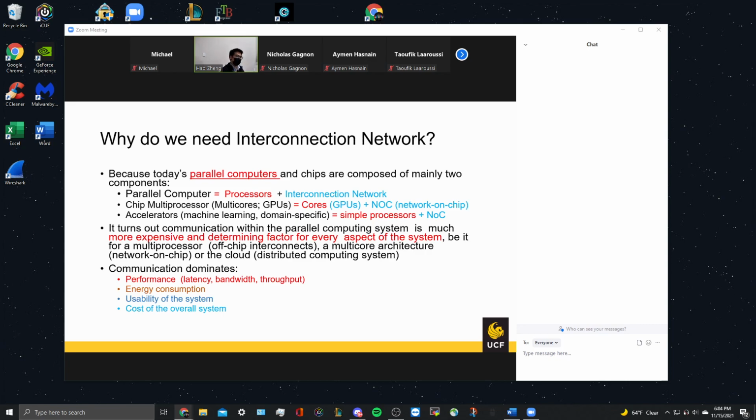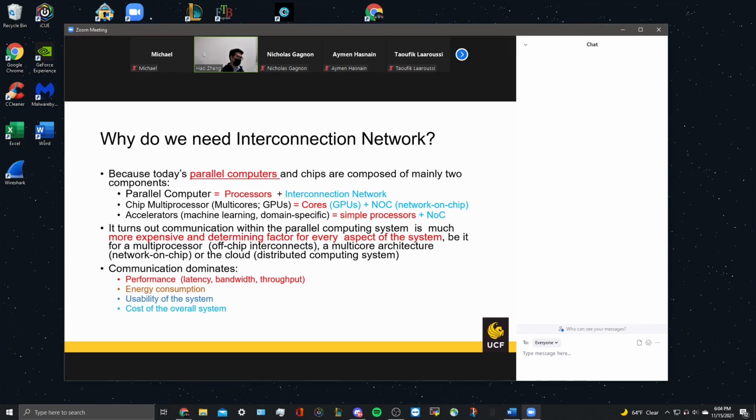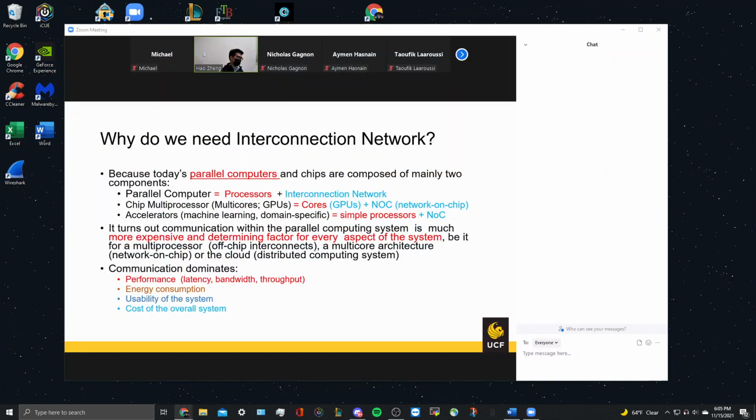Just imagine that if we have lots of traffic congestion on the road, what can happen? Lots of people will be late for their work or other things, because they will be stuck on the road. So communication dominates the performance, energy consumption, usability, and cost of the overall system. That's the reason why we need to learn some concepts in interconnection networks. Okay.